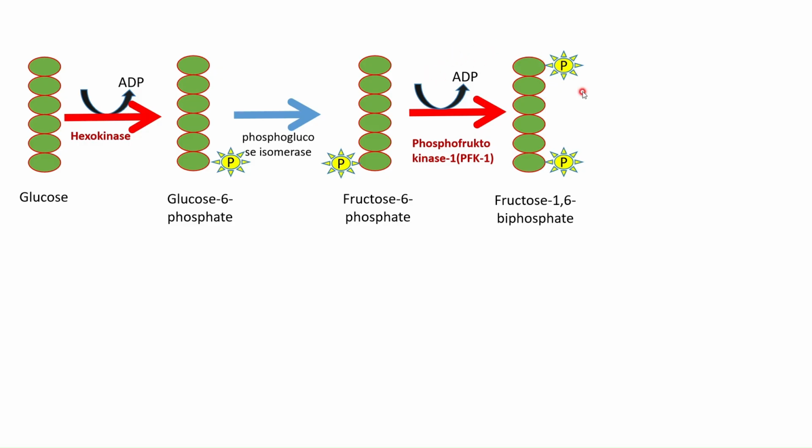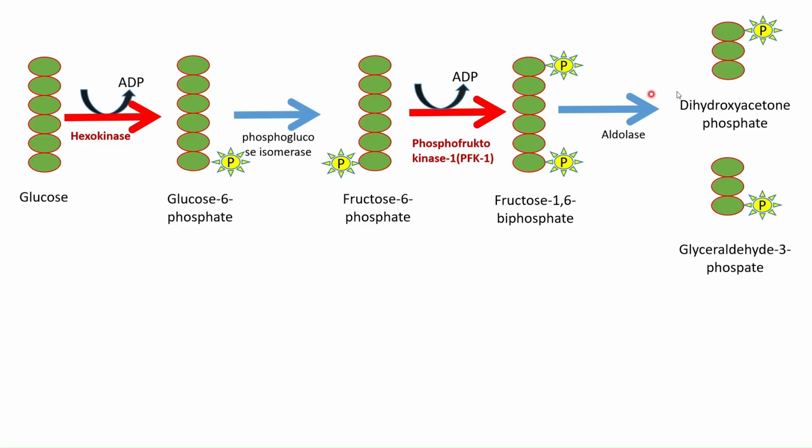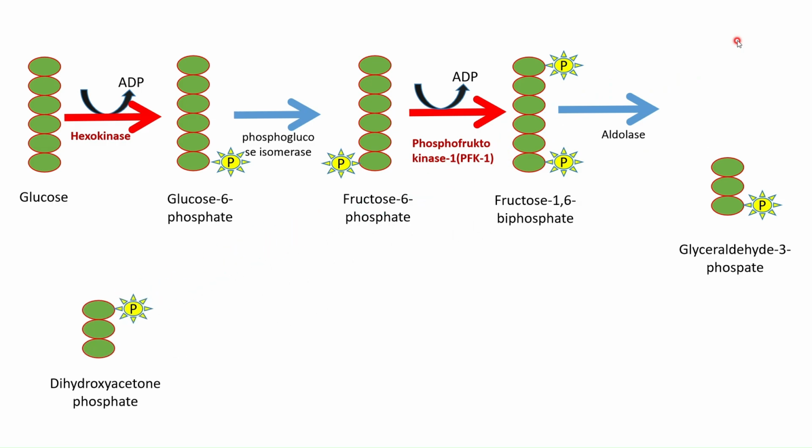Okay, so the next enzyme, which is called an aldolase, what it's going to do is cut this molecule into two halves. So the first half is going to be dihydroxyacetone phosphate, and the second half is glyceraldehyde 3-phosphate. I'm going to focus on this one, because look at what is going to happen. Okay, so I wanted to emphasize that, and look at what is going to happen.